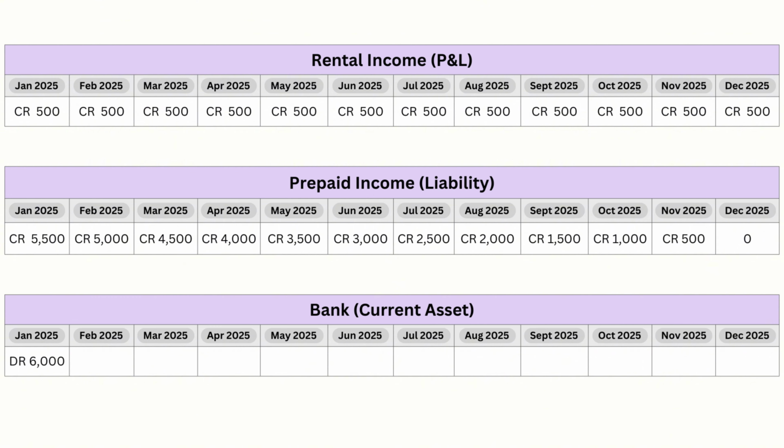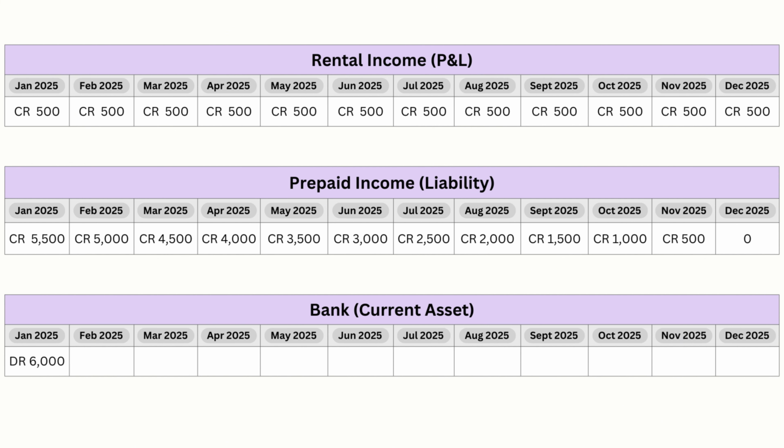So each month, £500 of rental income is earned. That £500 is credited to the profit and loss account every month from January through to December. At the same time, the balance on prepaid income is reduced each month. At the start, prepaid income is £6,000 less £500 because January rent has been earned. By 31st December 2025, the full service has been provided. All £6,000 has now been recognised as rental income in the profit and loss account, and there is no remaining prepaid income on the balance sheet.